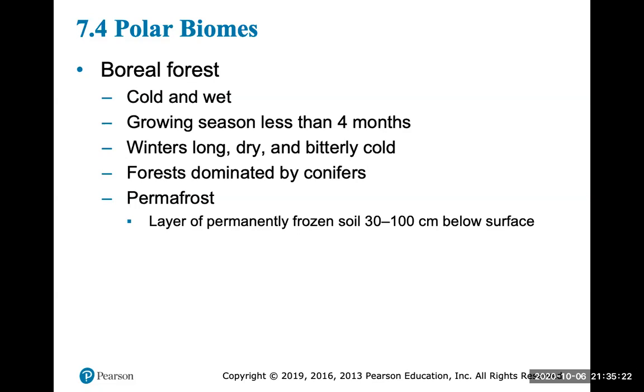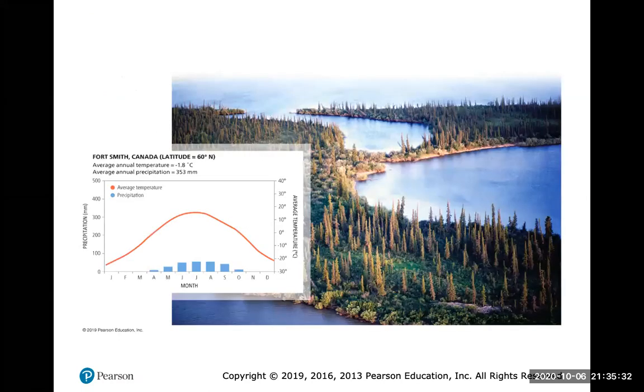The forests are dominated by conifers, which are trees with cones. And the permafrost is a layer of permanently frozen soil, about 30 to 100 centimeters below the surface. And here is a look at Canada.